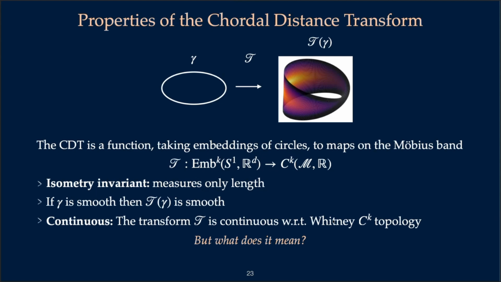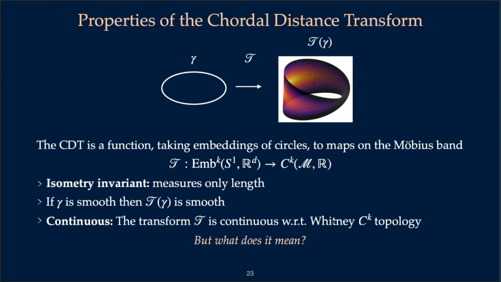So, okay. So what have we defined? We have defined a transform that takes a geometric object, or a parameterization of a geometric object, to a function on some space. So it's a function taking embeddings of circles to maps on the Möbius band.